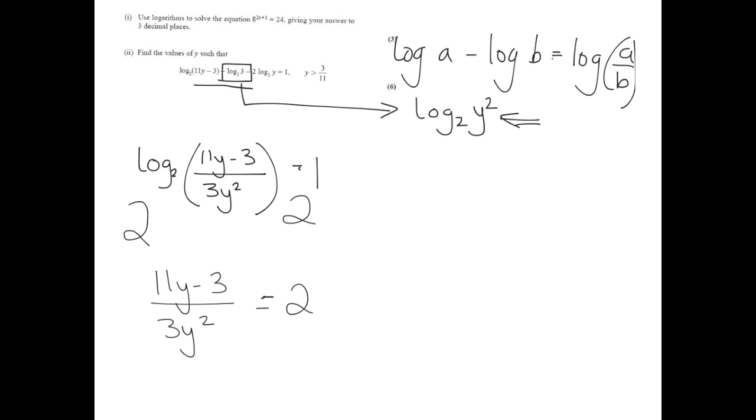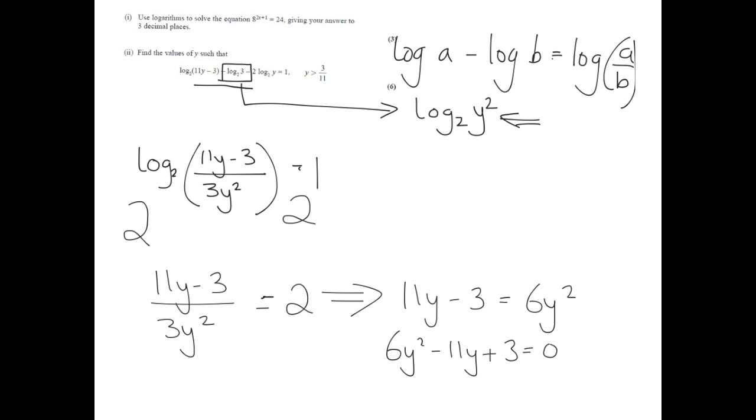And now you've essentially just got an equation that you need to solve, and hopefully you can see that multiplying by 3y squared, you will end up with 11y minus 3 is equal to 6y squared. Yep, you've basically just got a quadratic equation that you now solve. So moving everything to one side, I'm going to move everything over to the right-hand side to keep the 6y squared positive. I'm going to get 6y squared minus 11y plus 3 equals 0.